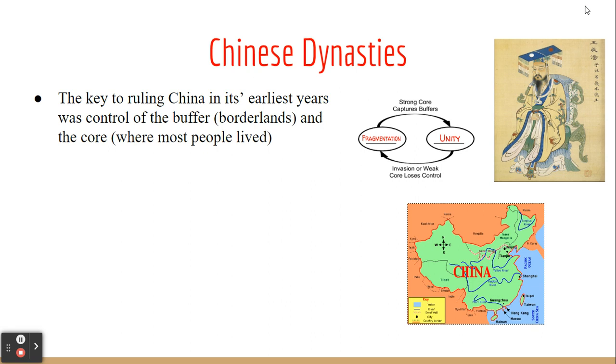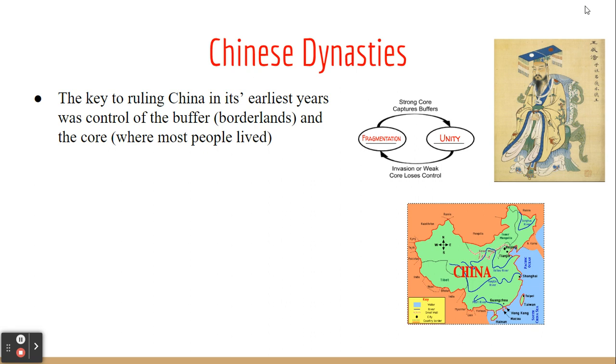Okay. The key to ruling China, if you were going to try to rule China in the earliest years of its history, was controlling its two areas, which generally speaking were the buffer, which were borderlands, kind of wilderness-ish.